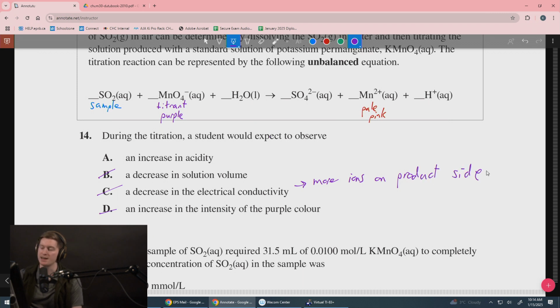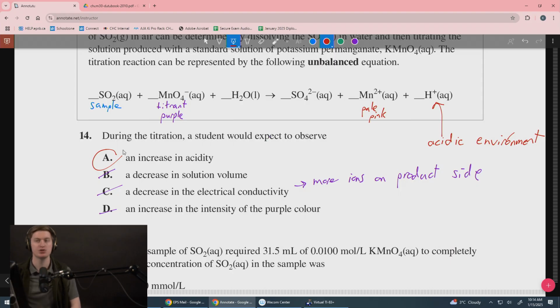So how about A, an increase in acidity? Well, one of our products is protons, which means we have an acidic environment. And that's on our product side, which means we're going to be making it more acidic as we go throughout this titration. So we should observe an increase in acidity.